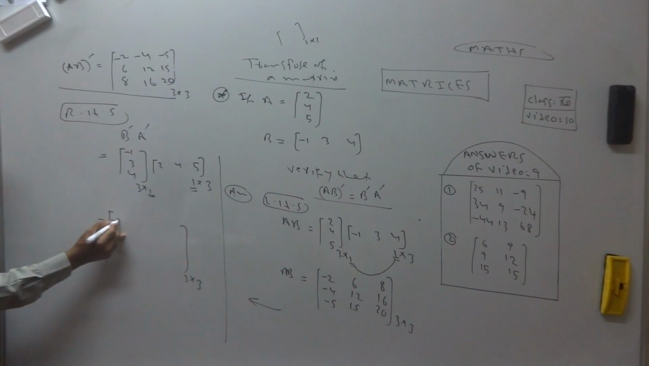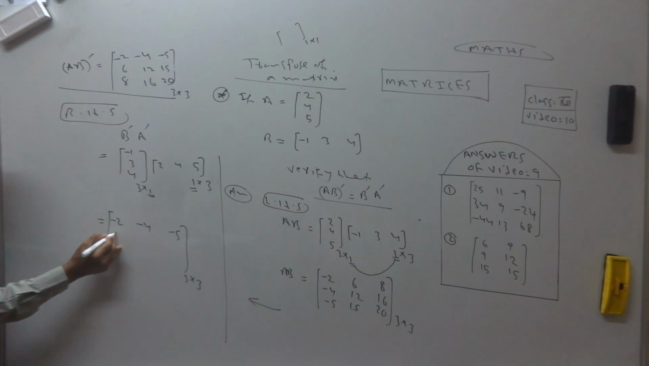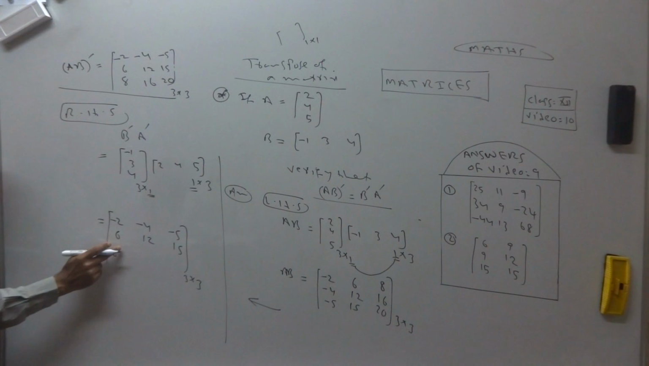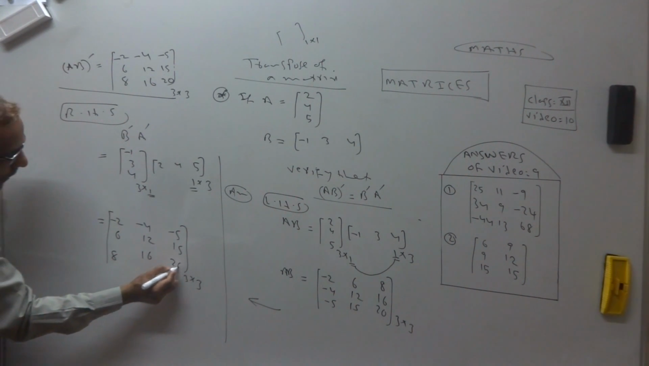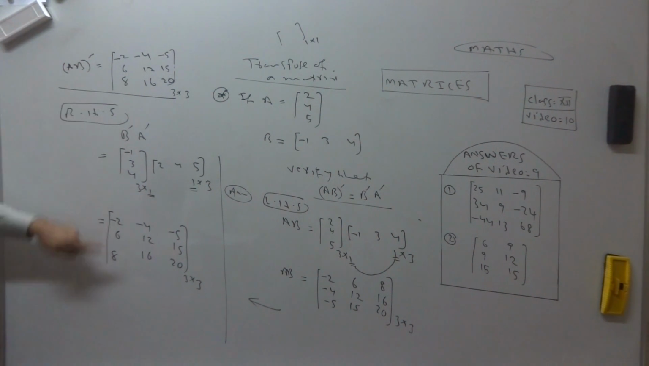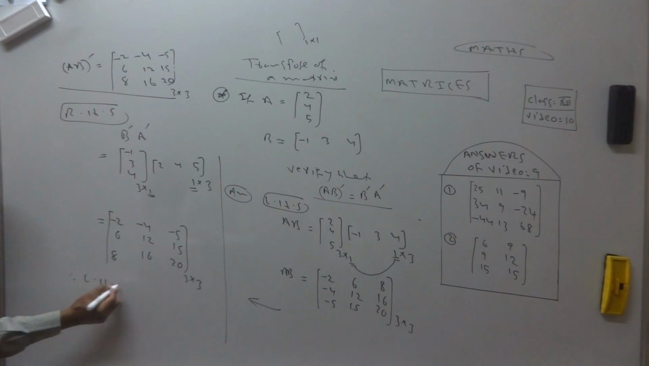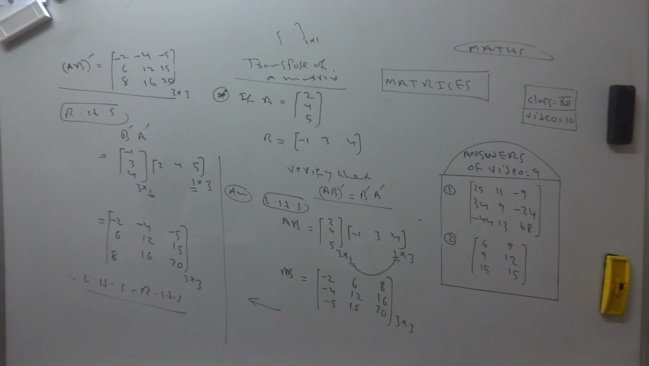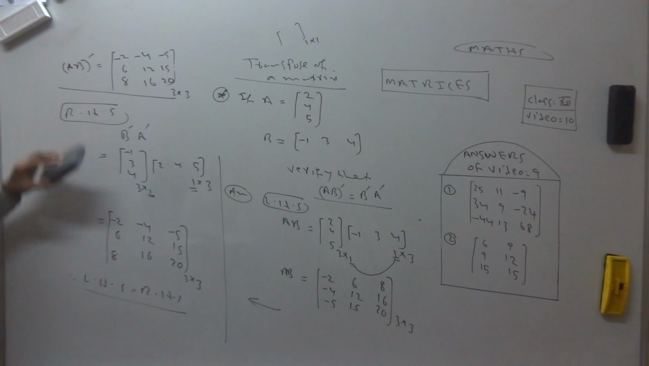First row, first column. First row, second column. First row, third column. Second row, first column. 3 4s are 12. 3 5s are 15. 4 2s are 8. 4 4s are 16. 4 5s are 20. Check the answer. 2 4 5, 6 12 15, 8 16 20. See, answers are same. Therefore, LHS is equal to RHS. Verified. Clear? So after this, see more cases.